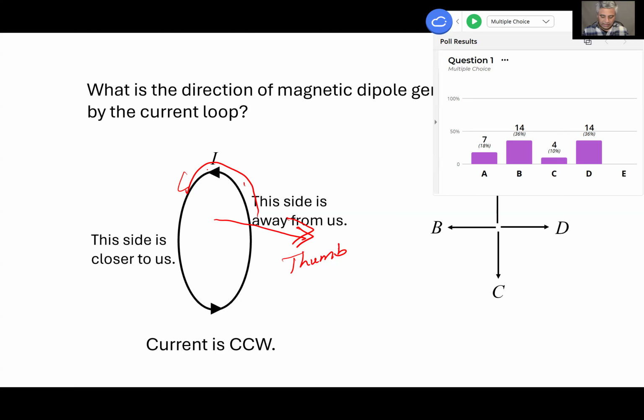If you did not get that, try one more time. Okay, the fingers going like that. So you may have to roll your hand a little bit so that you can curl it. Okay. In this case, D is the correct answer based on this diagram.